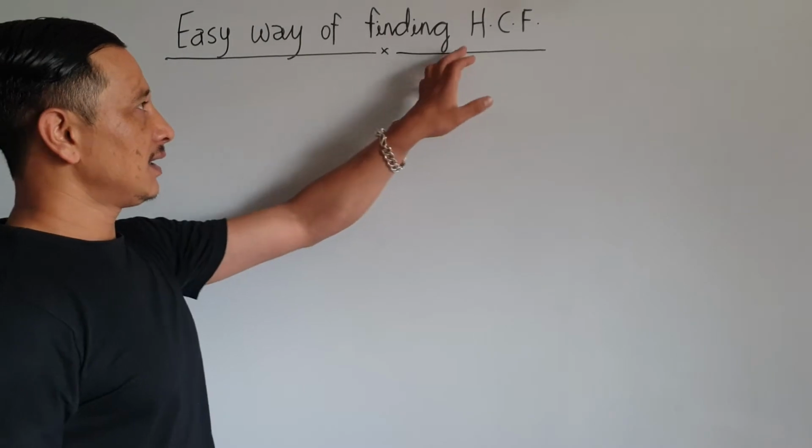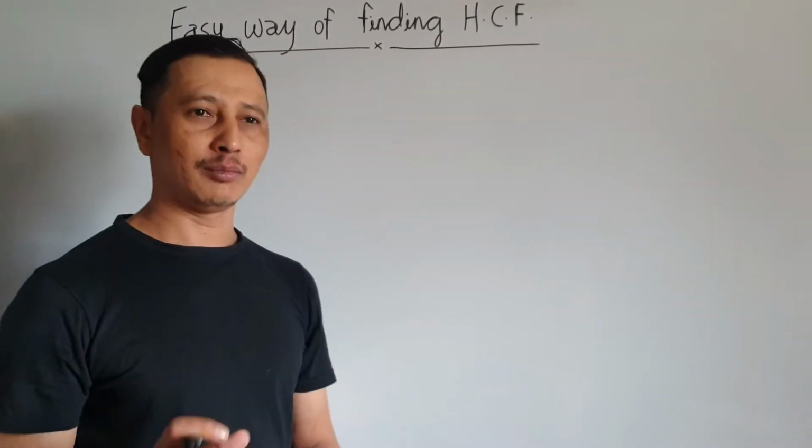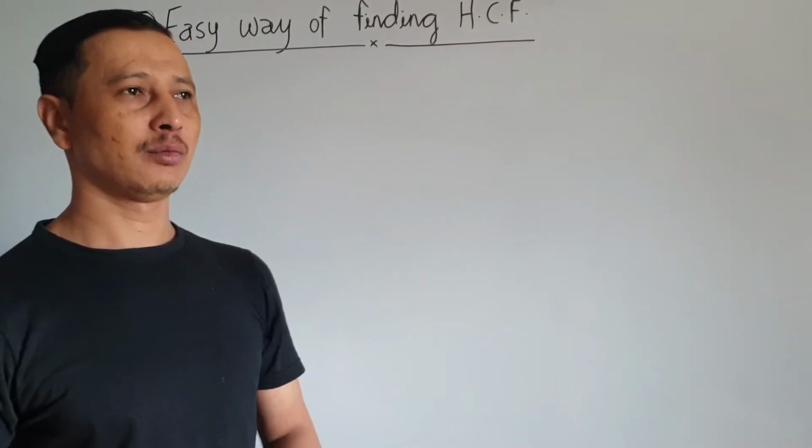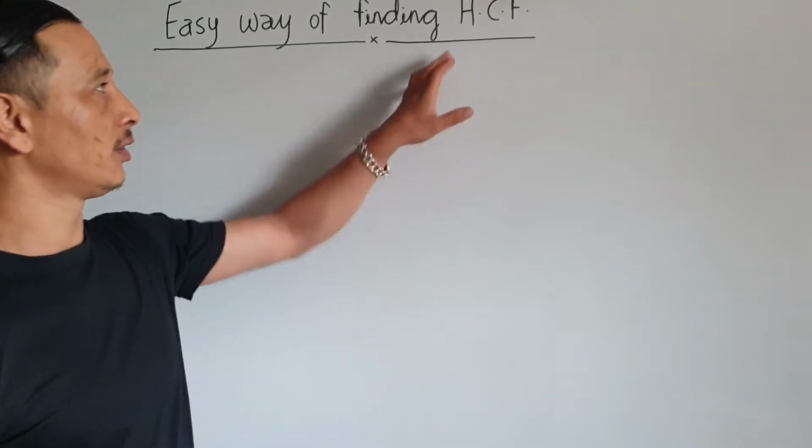Today in this video I'm going to talk about the easy way of finding HCF. First of all, HCF means the highest common factor. That means the number that divides all the given numbers exactly, the highest number that divides all the given numbers.